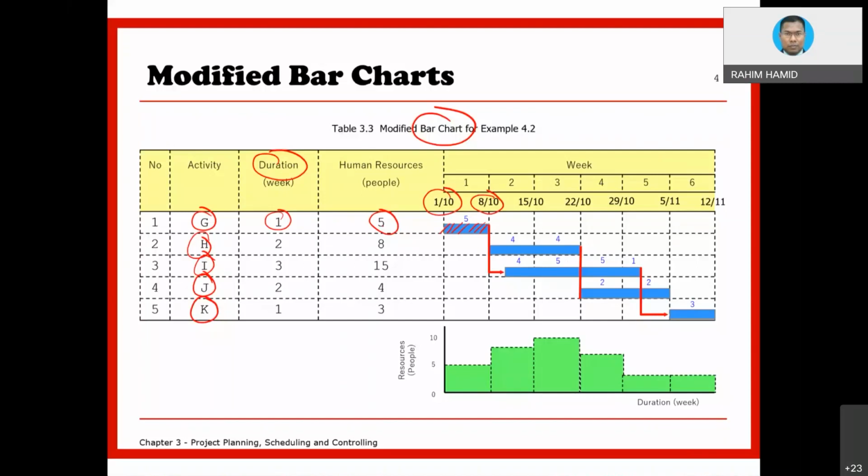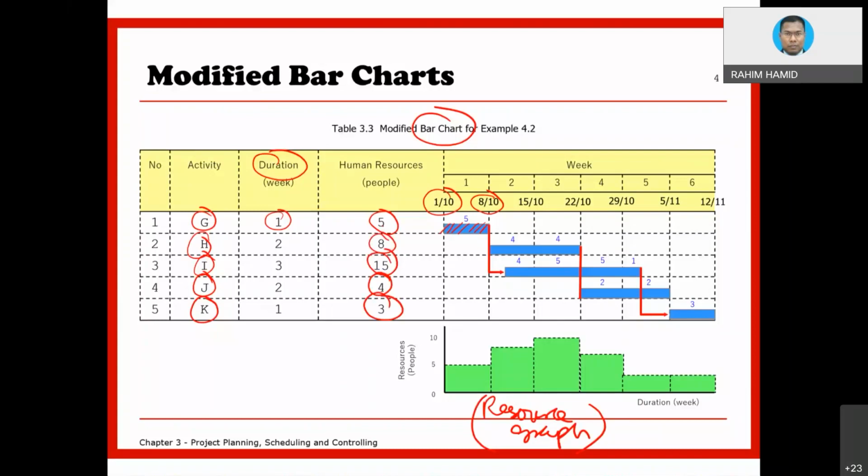And the most important thing is when you attach resources, then you are going to see what we call a resource graph. We can draw this manually, but later on, when I show you in Microsoft Project, you are going to see that this graph will be automatically generated by the software, because once you input this figure. If you do not input this, of course, you are not going to see the resource graph.